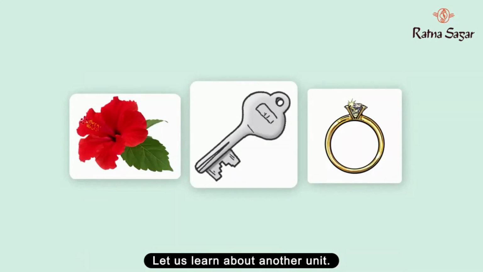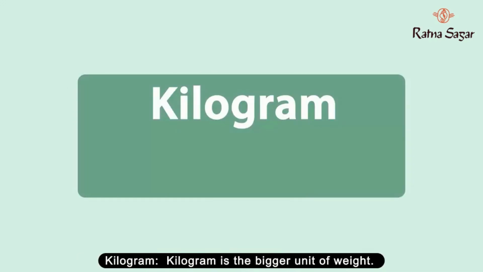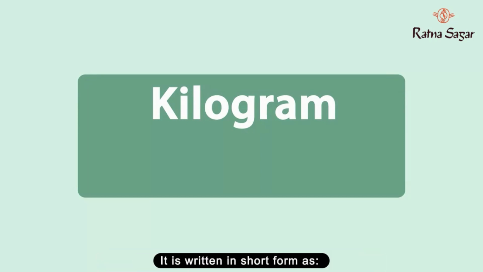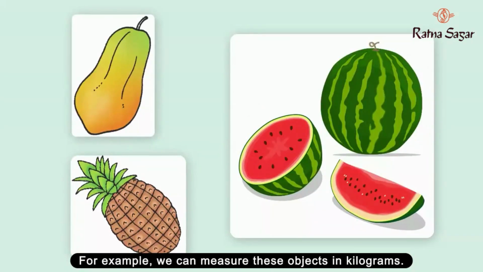Let us learn about another unit. Kilogram. Kilogram is the bigger unit of weight. It is used to measure heavy things. It is written in short form as kg. For example, we can measure these objects in kilograms.